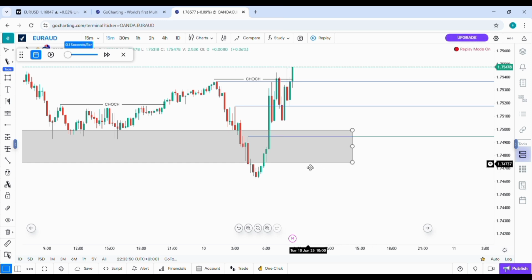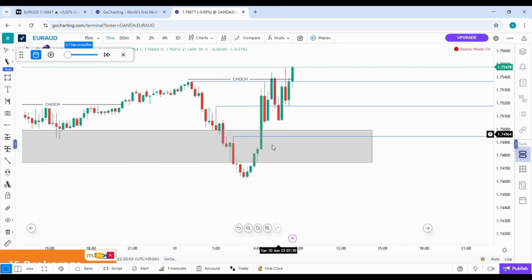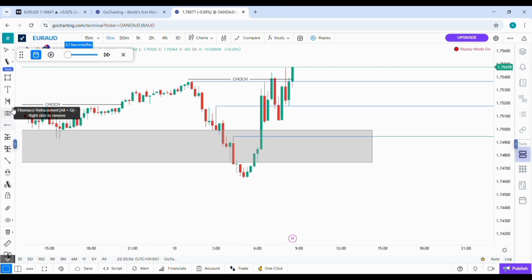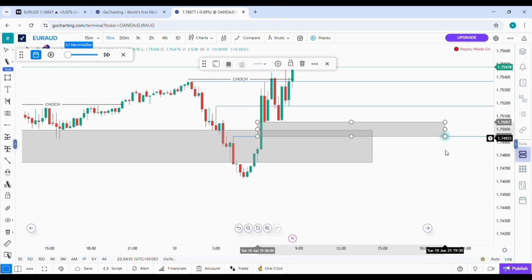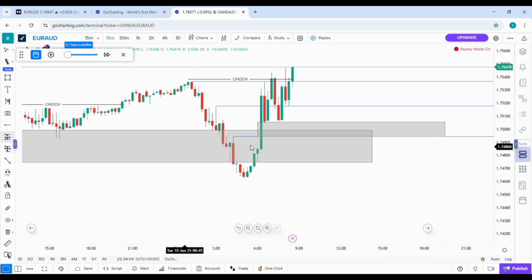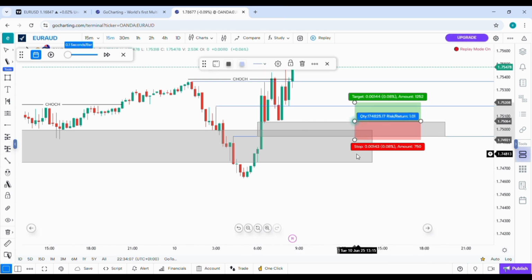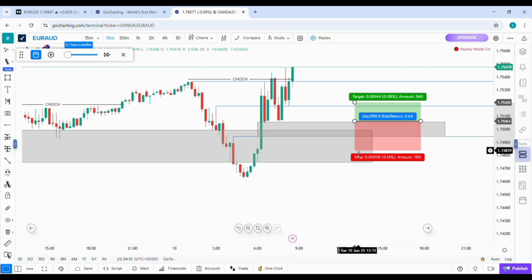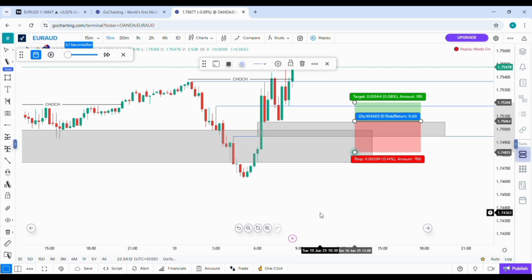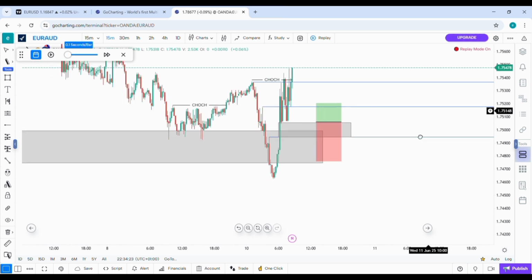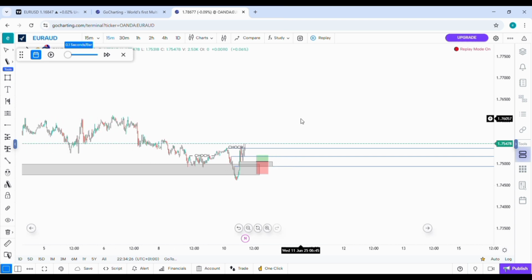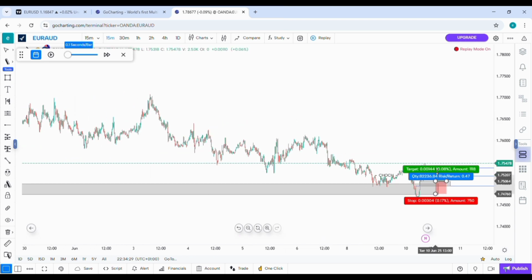So all we need to do now is to set our entry in between this fair value gap. This is the fair value gap. That should be our entry. Our stop loss should be below here. Let's check. We're working with pips. 30 pips is okay. Yeah, 30 pips is okay. That will be our stop loss. And our TP should be all the way from where price came.